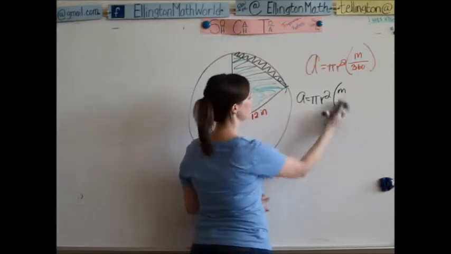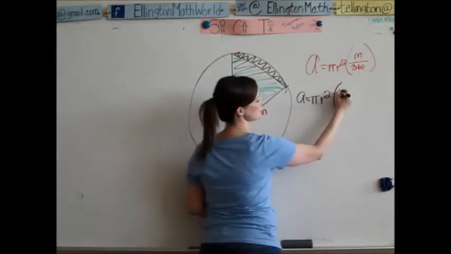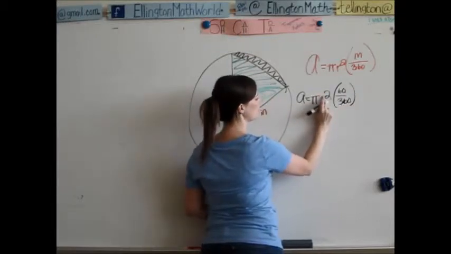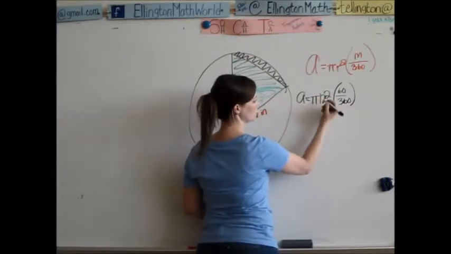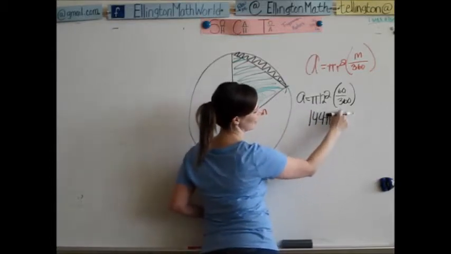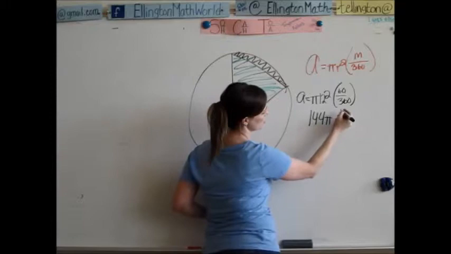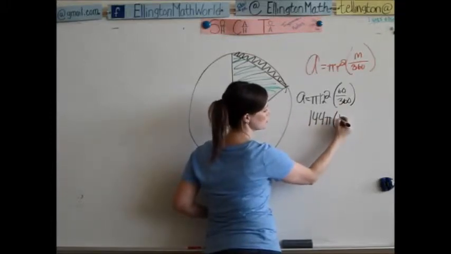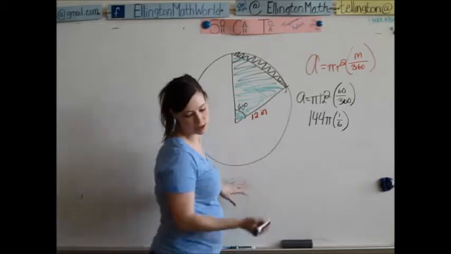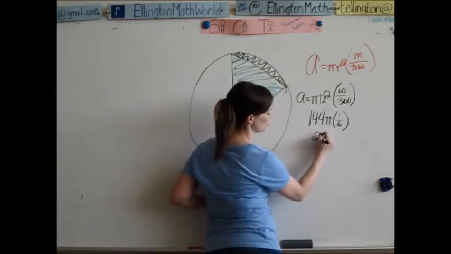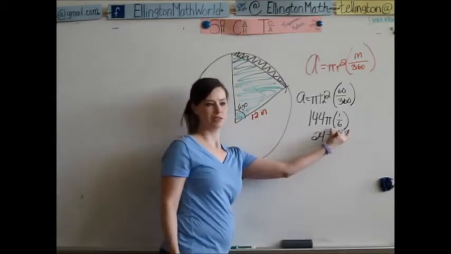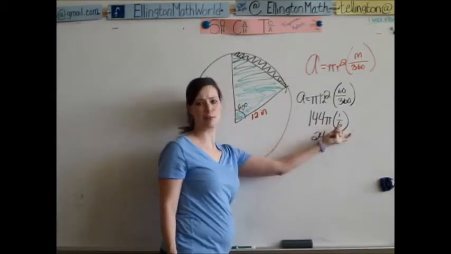M, oh hello, I know what M is. M is 60 over 360. And my r, I know, is 12. So that means I have 144 pi times 6 over 36. That reduces down to 1 over 6 times 1/6. So when you punch that in the calculator, you end up with 24 pi. And if you're punching in the calculator, you just do 144 times 1/6, or divided by 6.